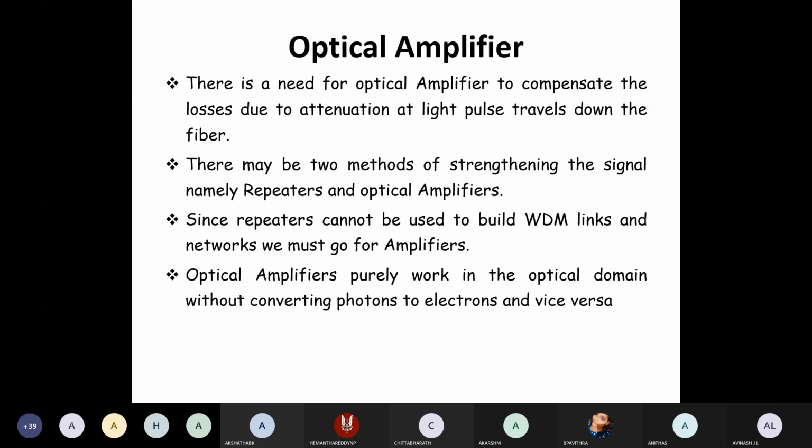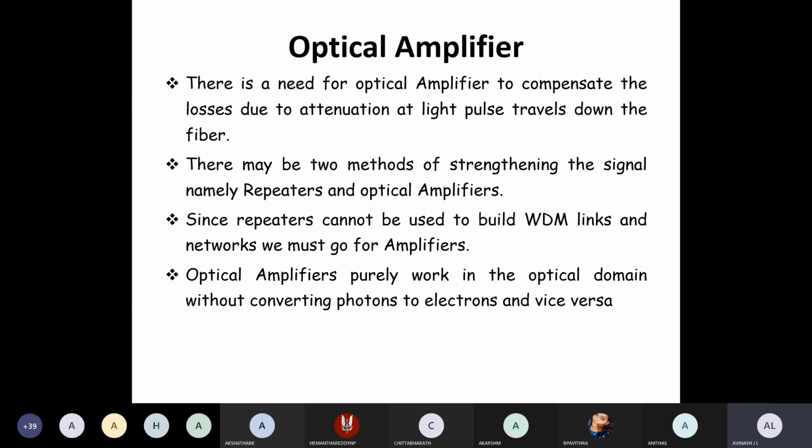So at that particular time, this will help you. Okay, the amplifiers. Since repeaters cannot be used to build the WDM link, there is a limitation for repeaters. What is that particular limitation?